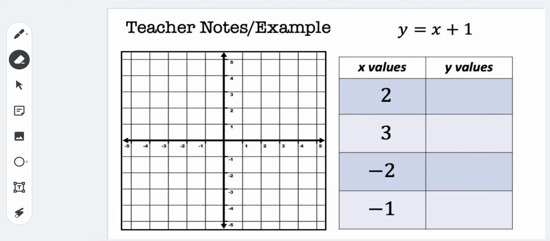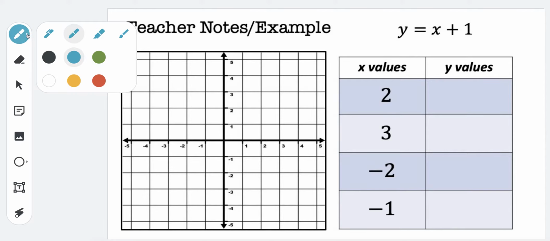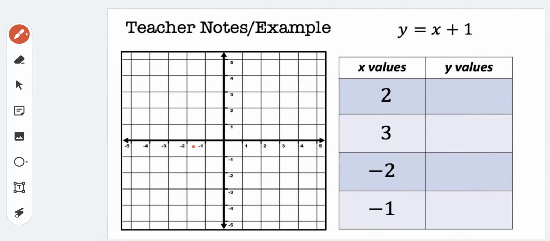Hey everybody, for this problem we're going to graph the function y equals x plus 1 using an input-output table. Okay, so come over here first and grab a pen or a marker. And the first thing we need to do is fill in the table. Remember, the x values are the input values, and the y values are the output values.